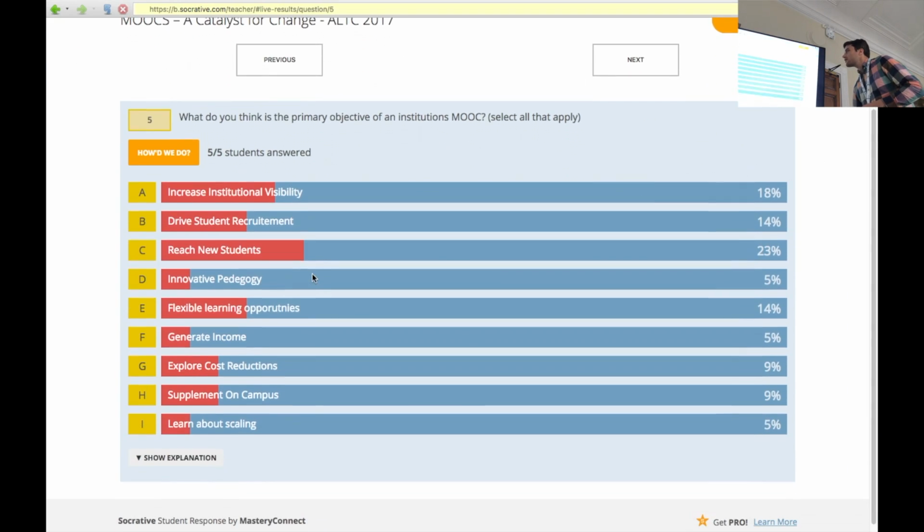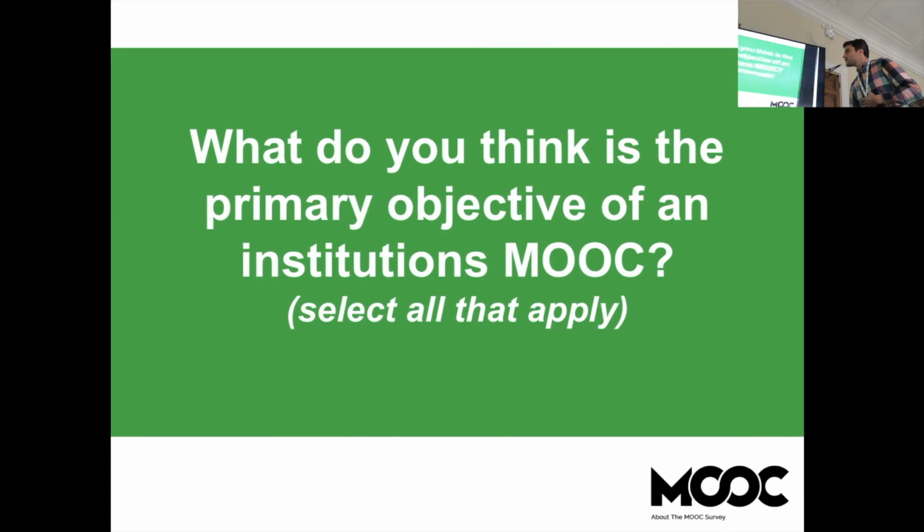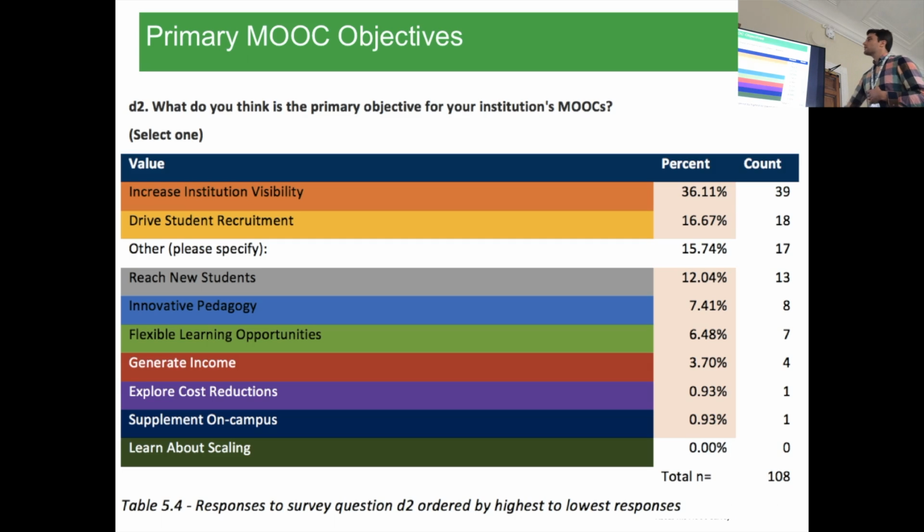Okay, so we've got reach new students, increase institutional visibility, and flexible learning opportunities as kind of the top three, and the other one is driving student recruitment, which is slightly higher, but the rest are kind of there. So in terms of my survey, that's quite similar. That's pleasing. Interesting.